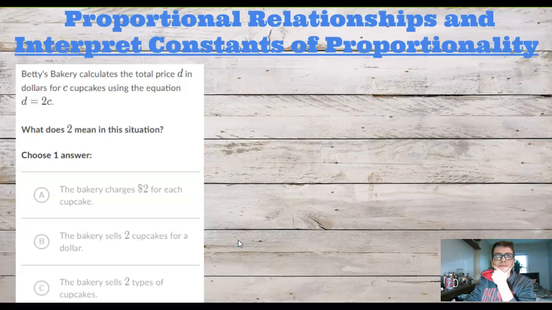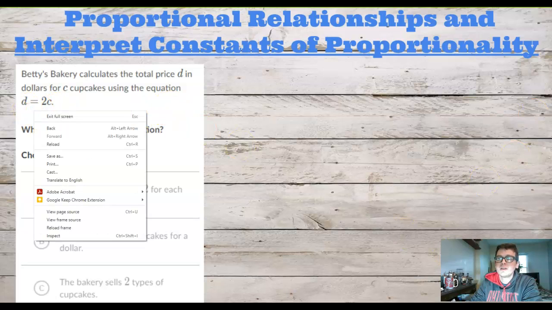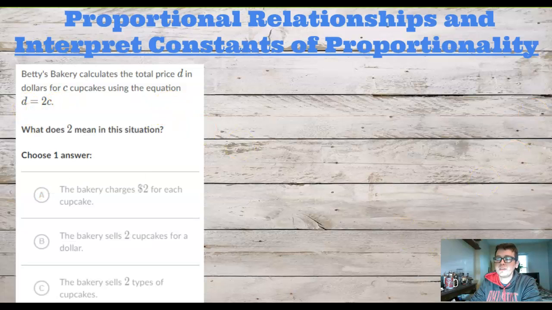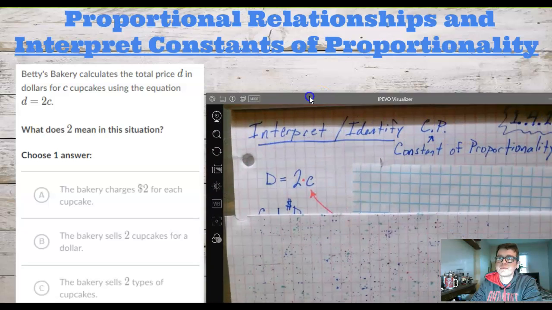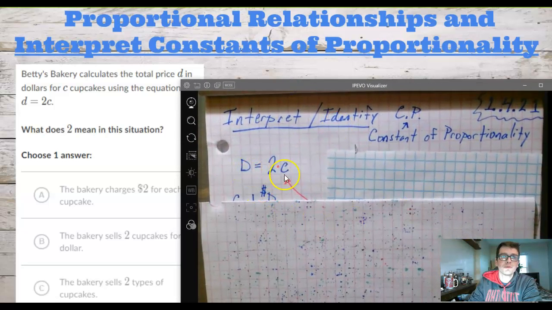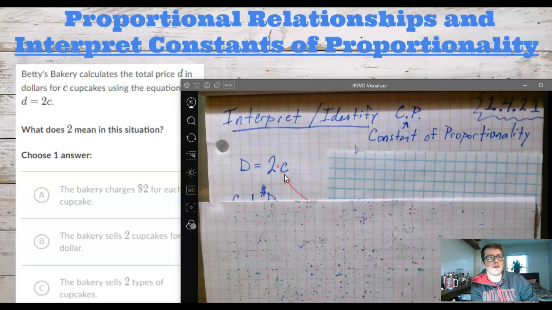Let's talk math. So this is where we left off last time, which feels like a long time ago, back in the middle of December. It says Betty's Bakery calculates the total price D in dollars for C cupcakes using the equation D equals 2C. So let's go ahead and write down D equals 2C.